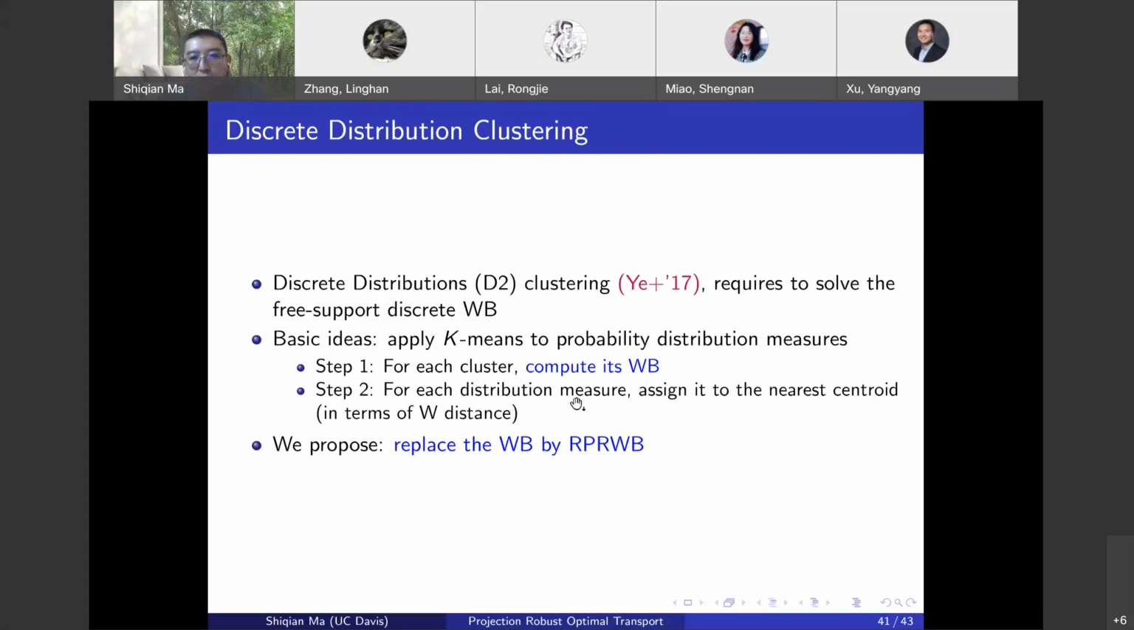The second step, for each distribution measure, you assign it to the nearest center, the nearest cluster. Then how do you measure the distance? You use the Wasserstein distance. So as you can see, in step one of each iteration, you need to compute the Wasserstein Barycenter. As we demonstrated, our relaxed PR Wasserstein Barycenter is likely to be better than the Wasserstein Barycenter. So we propose to replace the Wasserstein Barycenter here by our proposed model, the relaxed projection robust Wasserstein Barycenter.